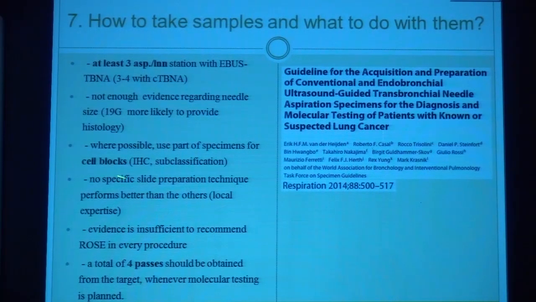it's more likely that we get histology. Whenever possible, take enough sample to get cell blocks and additional immunohistology and subclassification. Even mutations can be done from cell blocks. And if we plan to take cell blocks, we need at least 4 passes per lymph node. ROSE is useful, but we cannot prove in clinical studies why we like it so much. We all know that if we have immediate confirmation that the material is okay, it's very good. But it's still not proven whether this is recommended for every procedure.